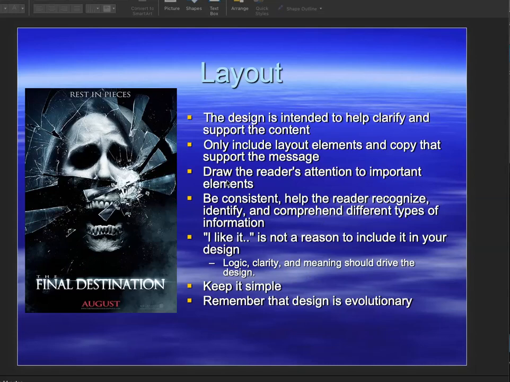Okay, so draw the reader's attention to the important elements. We just went through how you probably saw this poster, real fast. So this is how we point towards the important elements, right? Final Destination, this logo looking deal, with size. It's this logo, unique thing, right? That's how it's going to get noticed. And that's how you draw the reader's attention.